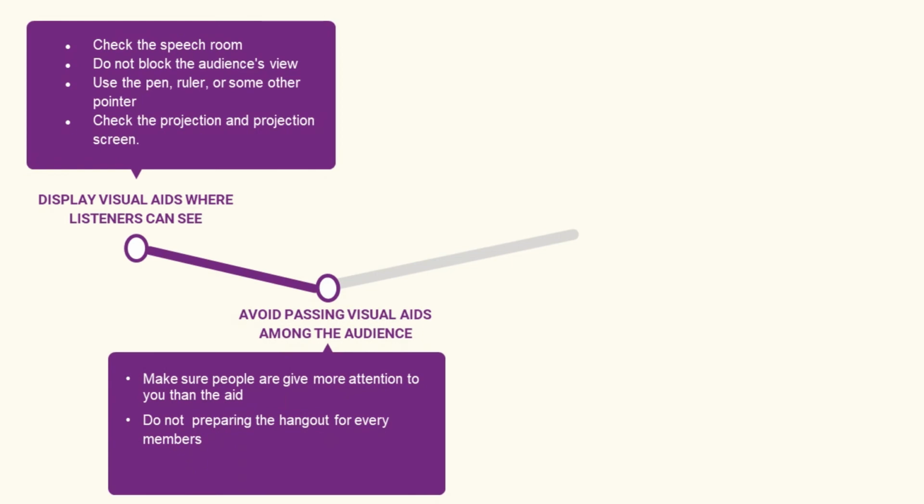Second is avoid passing visual aids among the audience. Make sure people are giving more attention to you than to the aids. Do not prepare a handout for every member. If you have a copy of some material for them to take home, you can prepare the copy and then keep the copy until after you finish talking and distribute it at the end.